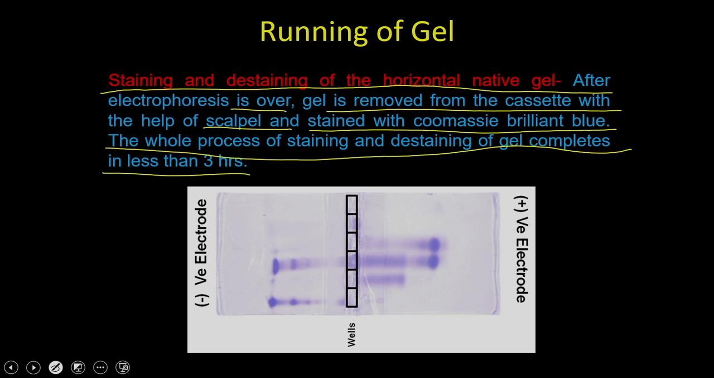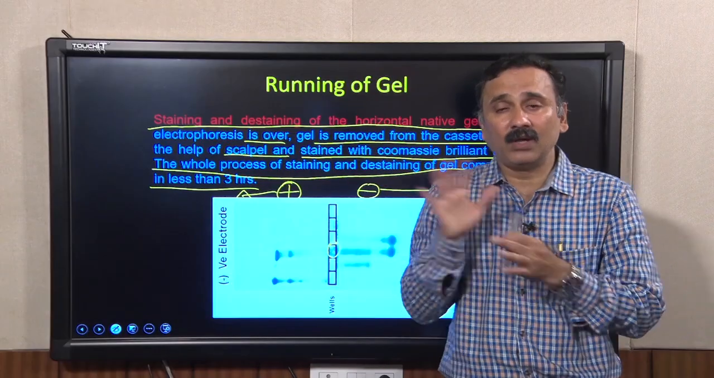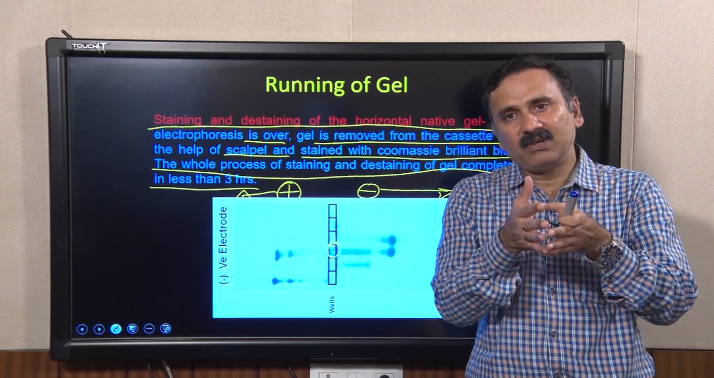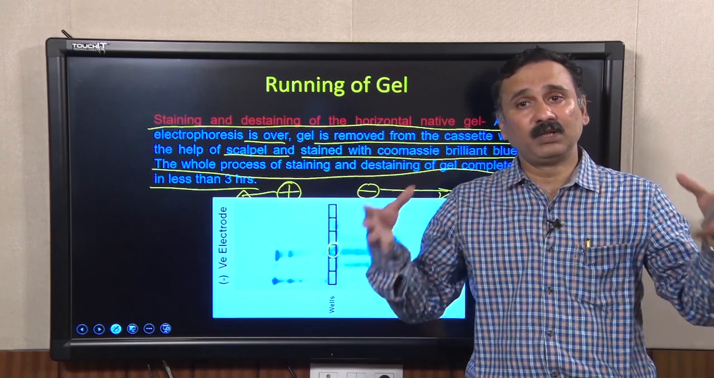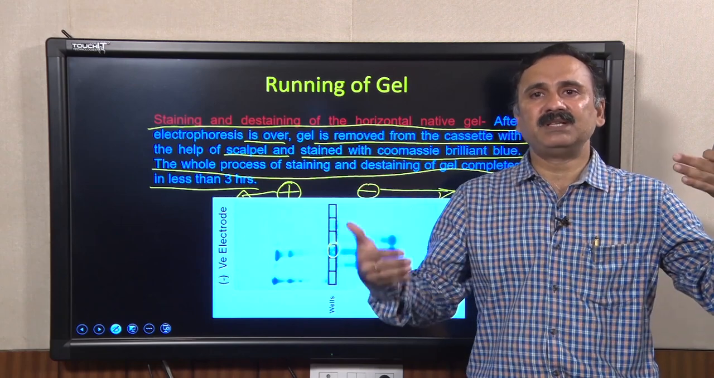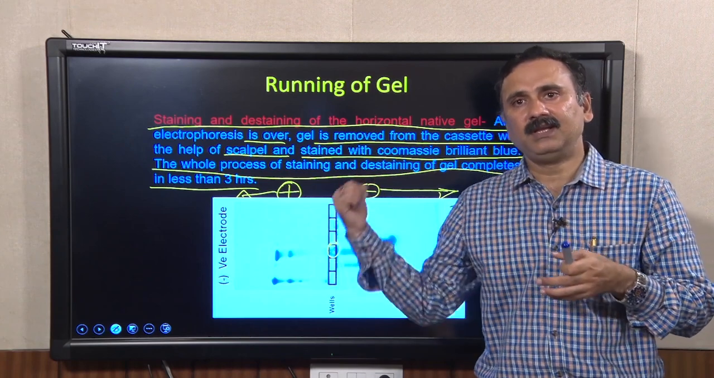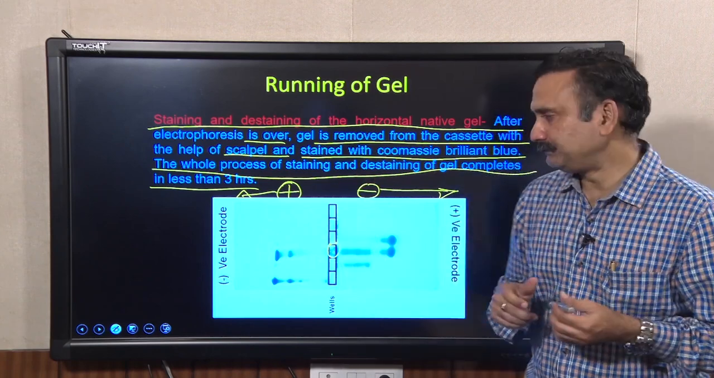What you can see is that I have loaded a bacterial lysate, and the positively charged proteins are going towards the negative electrode and the negatively charged proteins are migrating towards the positive electrode. Both of these samples are native, and that's how you can resolve and visualize the pattern of the positive as well as the negative proteins present in the same mixture using horizontal gel electrophoresis.